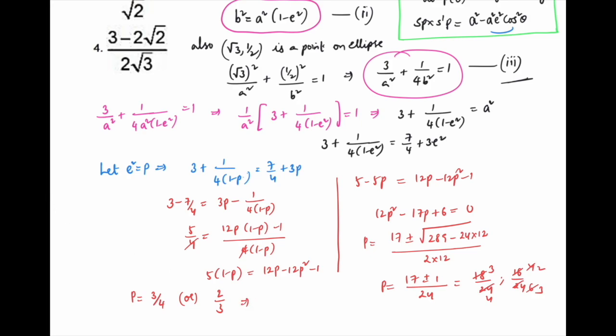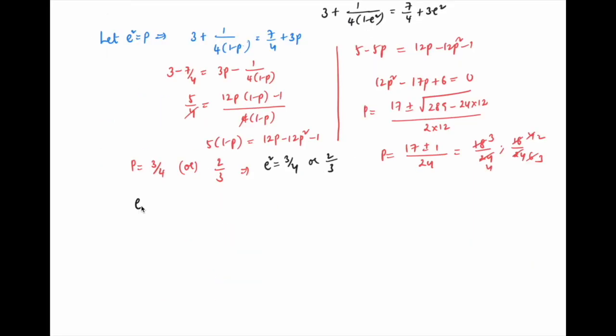So which implies P is nothing but e square. e square is equal to 3 by 4 or 2 by 3. Hence we can write e is equal to square root of 3 by 4 or square root of 2 by 3. So let us consider e1 is equal to root 3 divided by root 4, that is 2, and e2 is equal to root 2 divided by root 3.